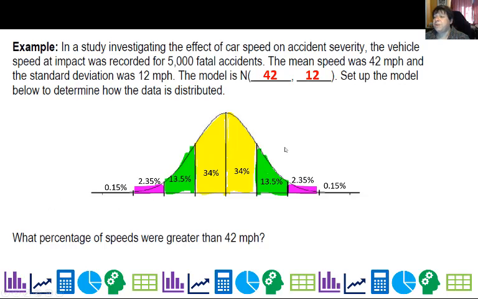So I already have my curve here drawn, but instead of putting mu, I know what mu is, so I can put it down there. It's 42. And then I can go ahead and add 12 to 42, I get 54.